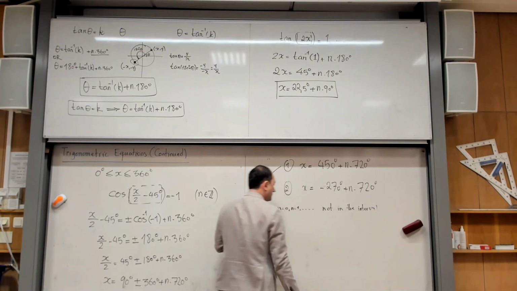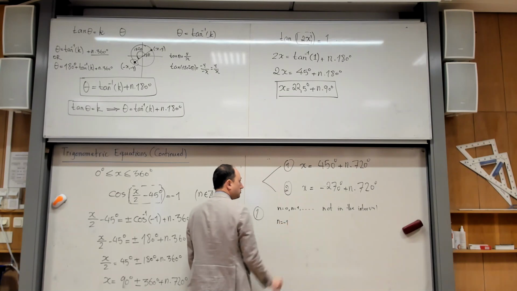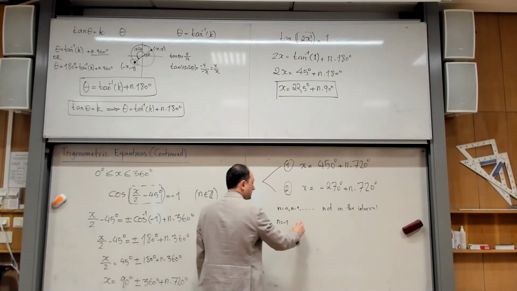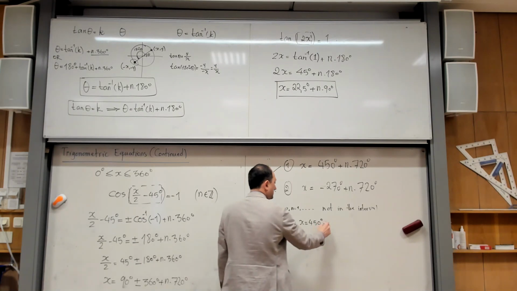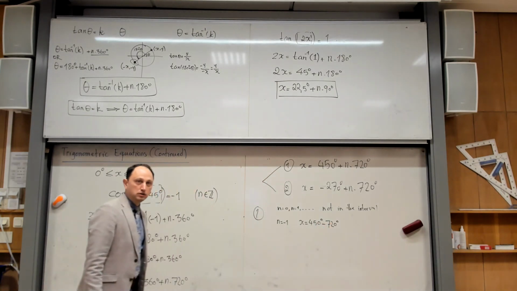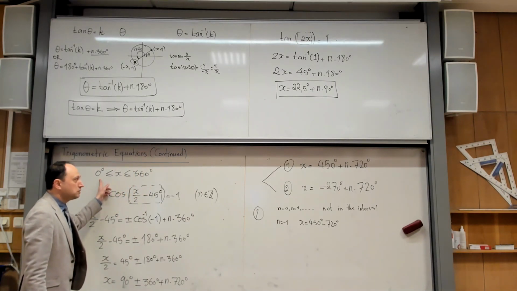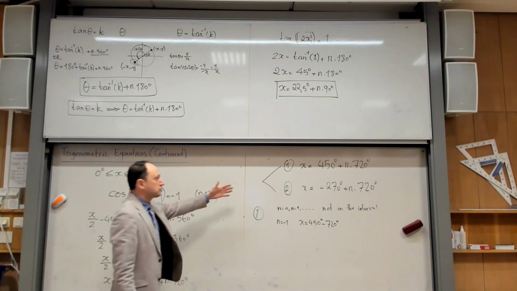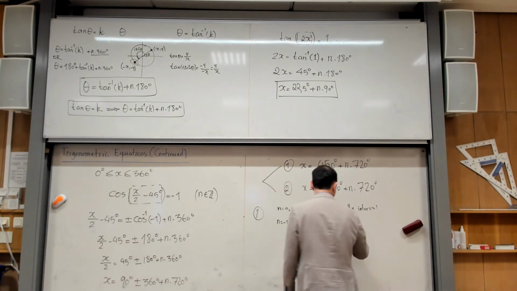Okay? So it means that I need to go to negative values. Let us check. If I put n equals minus 1, what happens? It becomes 450 minus 720. Is it acceptable? No. It's negative, and I don't need a negative. So none of the first group answers are acceptable at all. So just forget about this. Not in the interval.